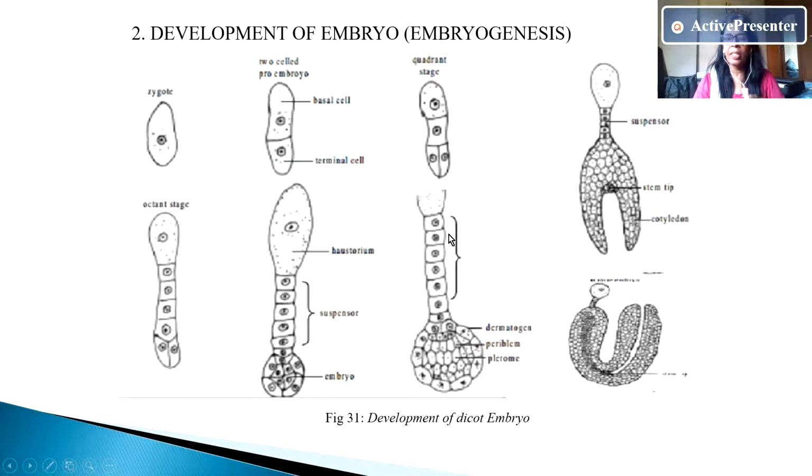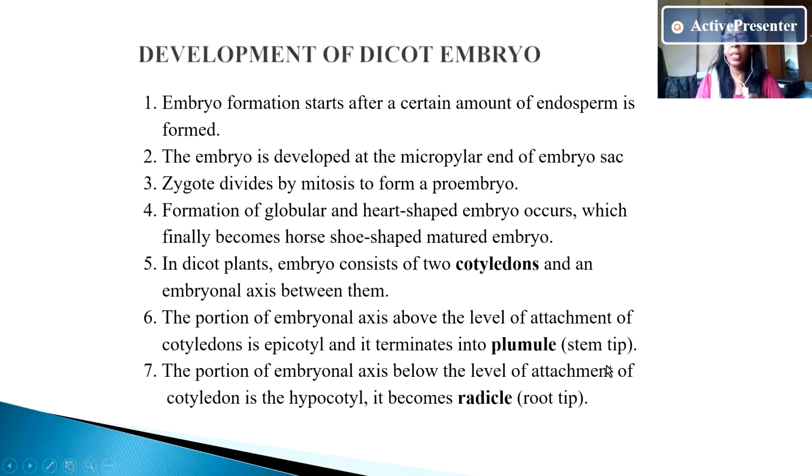So here you can see the horseshoe shape. This is the shape. Finally, this type of shape you can see. And here in dicot plants, the embryo consists of two cotyledons, that is why it is called dicot, and an embryonal axis between them. The portion of the embryonal axis above the level of attachment of the cotyledons is the epicotyl, and it terminates into the plumule. Plumule develops into the stem. The portion of the embryonal axis below the level of attachment of the cotyledons is the hypocotyl. It terminates into the radicle. Radicle develops into the root tip.